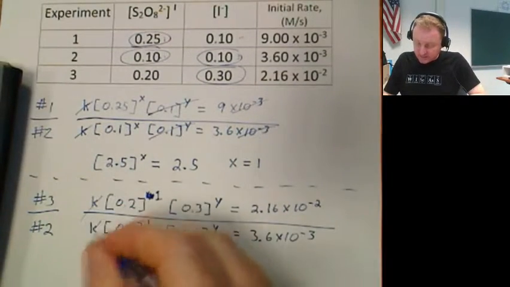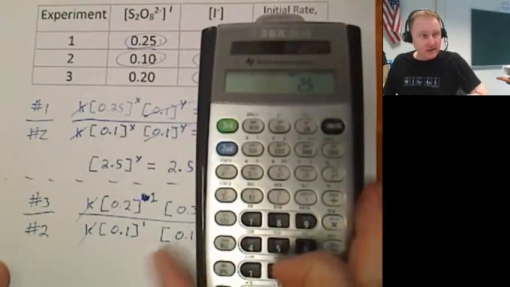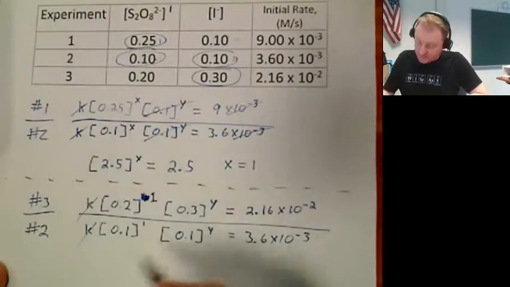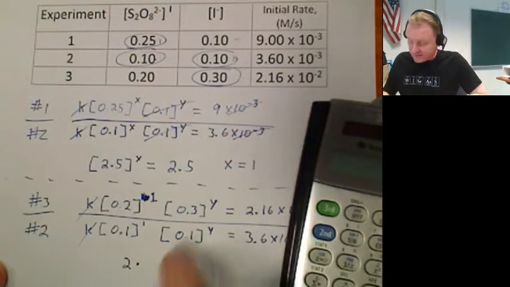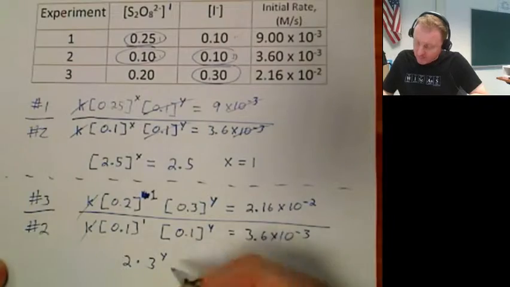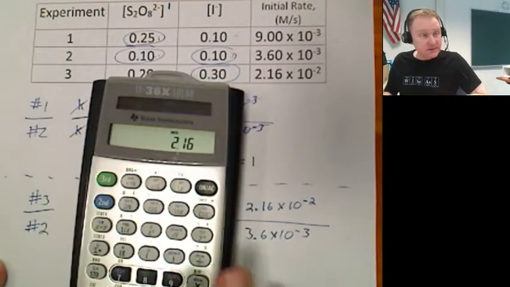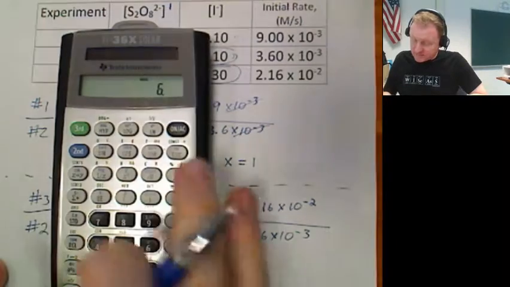So k's do cancel out. So we're just going to say, all right, well, they don't cancel out, unfortunately, but we can say that 0.2 divided by 0.1 is just 2. So we can say 2 times, and the same thing's going to happen here, 0.3 divided by 0.1 is 3. 3 to the y power equals, let's do this over here, 2.16 to the negative 2 power divided by 3.6 to the negative 3 power is 6.